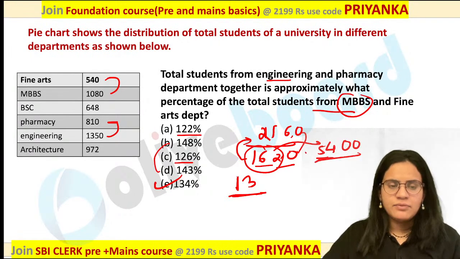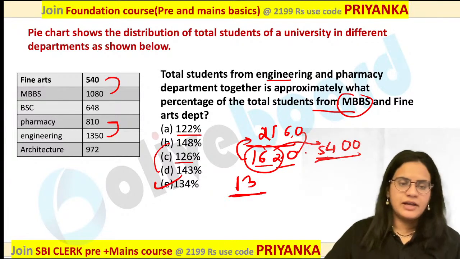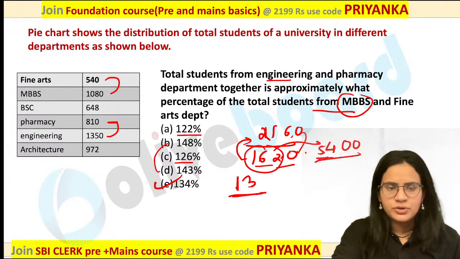Okay, so especially what is important is how you are calculating the approximate value in this. That is a very important part over here. So many of you have calculated the correct value. 134% is the perfect value over here. Okay, let us move on to today's question.